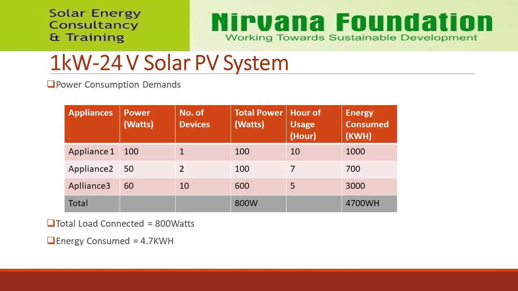For designing any system we have to calculate total demand. Make a table and list out all the appliances and their wattage along with hours of consumption. Calculate the total load by adding the wattage of the loads. Here it is 800 watts. Now calculate energy consumed by multiplying wattage of appliances with the number of hours it is utilized. Add the energy consumed by all the appliances to get total watt-hours. Here total energy consumed is 4.7 kWh.